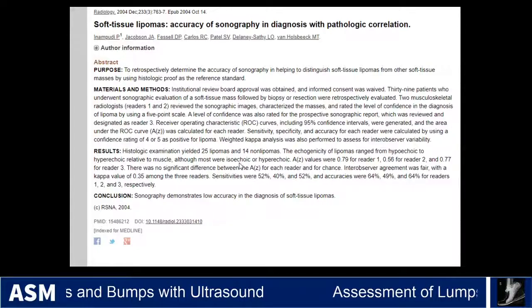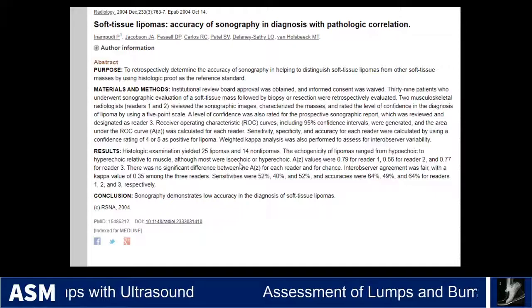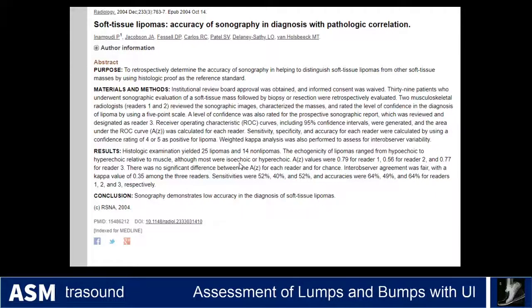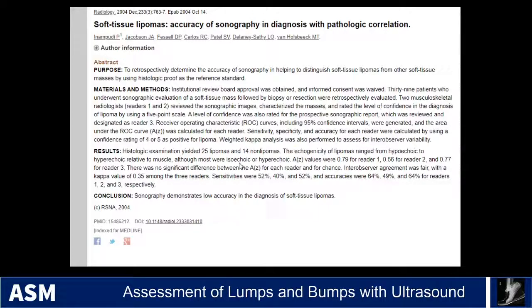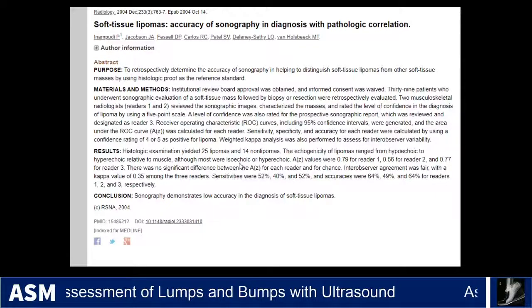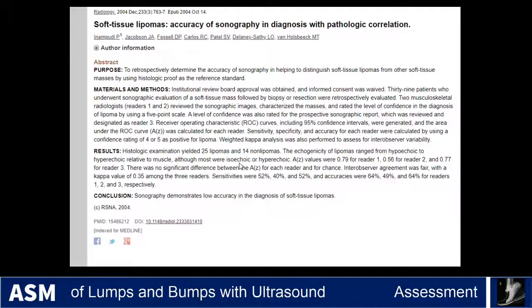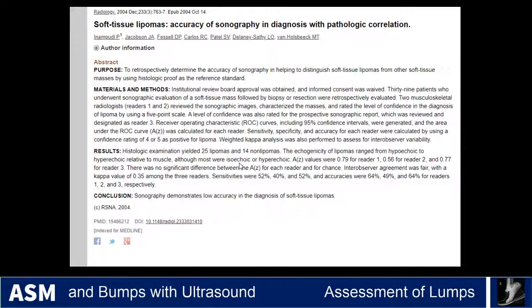When the reviewers looked at the masses and tried to determine the echogenicity, there was discrepancy. And what do I mean by echogenicity? They used the muscle as an internal control, and they asked: is this mass hyperechoic, brighter than the muscle? Is it isoechoic, the same as the muscle? Or is it hypoechoic, less echogenic, darker than the muscle?